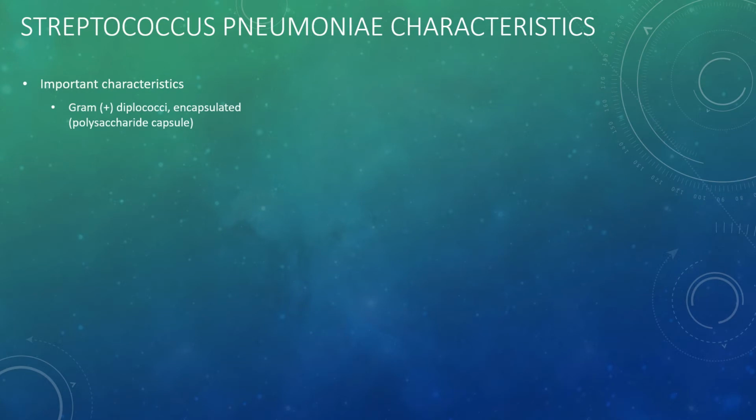Important characteristics. It's a gram-positive diplococcus, meaning it's found in pairs and stains a purple-blue color on gram stain. It's also encapsulated with a polysaccharide capsule. This is the most important virulence factor of strep pneumoniae. This polysaccharide capsule prevents it from being phagocytosed and is what allows the strep pneumo to invade so diffusely throughout the body and cause so many problems. If it didn't have the polysaccharide capsule, it would not be as effective.